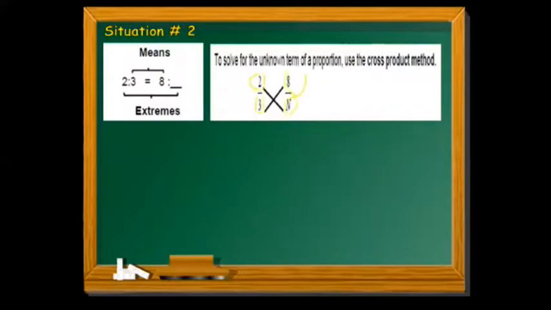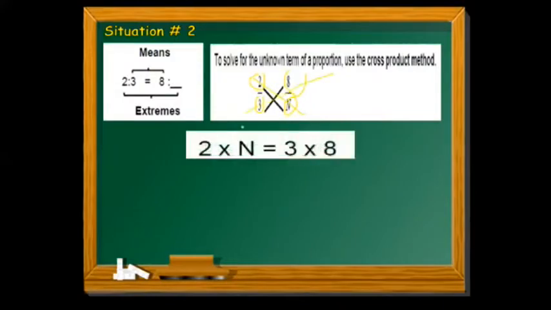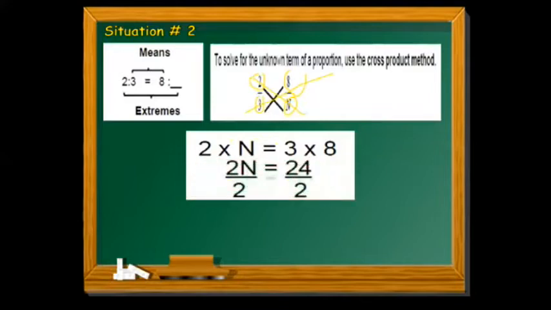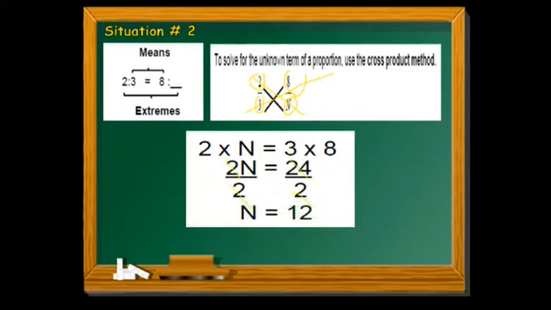When we cross multiply, 2 times n is equal to 3 times 8. 2 times n, yan yung magiging term natin, is equal to 3 times 8. Then 2 times n becomes 2n, and 3 times 8 will become 24. And para mawala yung n, i-divide lang natin siya sa 2, both numbers. So the answer will become n is equal to 12.